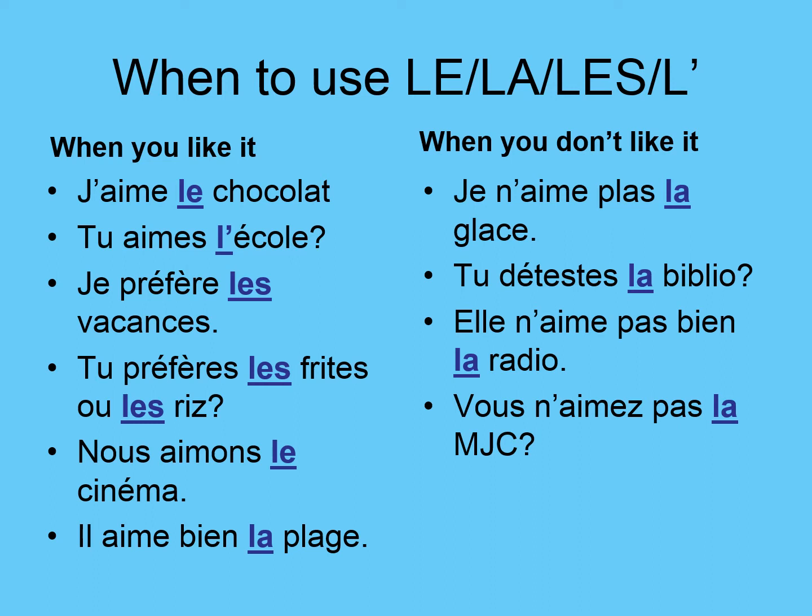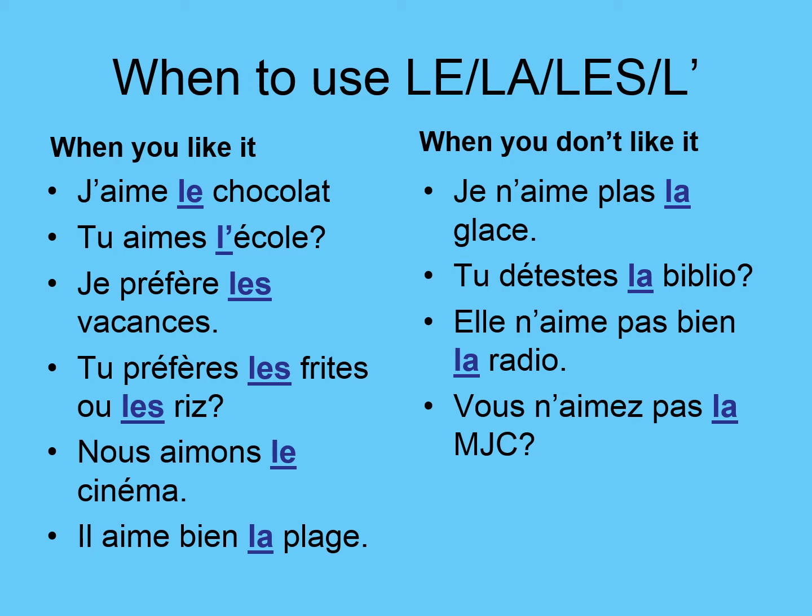I prefer vacation. Je préfère les vacances. So since I'm talking about preferring, which is just another way of saying I like, I'm still going to use le, la, le, but vacances is always plural. When we talk about vacation, it's always plural in France. Je préfère les vacances. Again, with preference. Tu préfères les frites ou les riz? Do you prefer fries or, any guesses? Rice. Tu préfères les frites ou les riz? Do you prefer fries or rice?